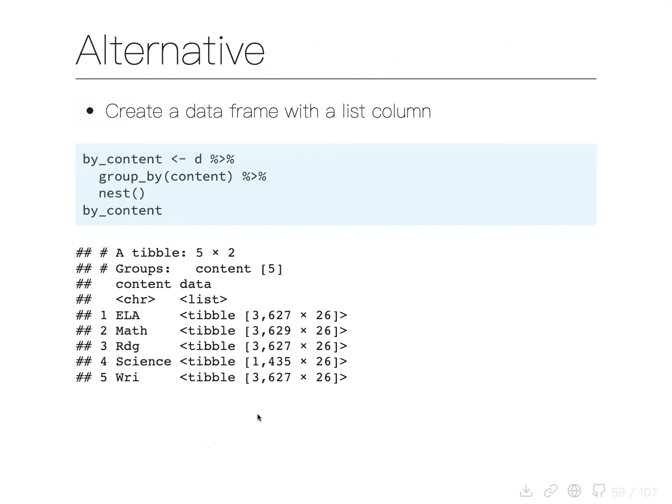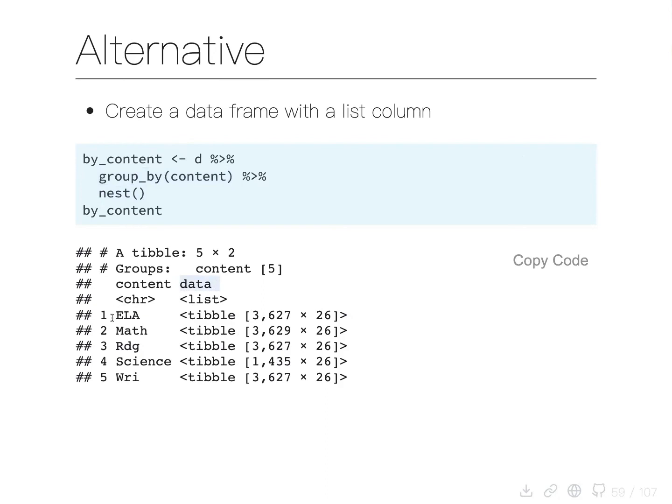Alternatively, we could use a list column with our data frame. So in this case, I'm taking my full D object and saying group by content and then nest. What this is doing is we're going to get one row per content area. Whatever you group by, you will get one row per thing that you group by. So you can group by multiple things and you'll get one row per combination of those things that you're grouping by. And then you nest and you end up with a list column for the data.